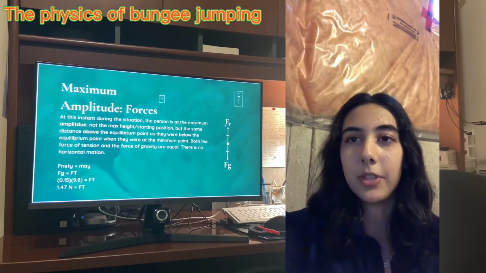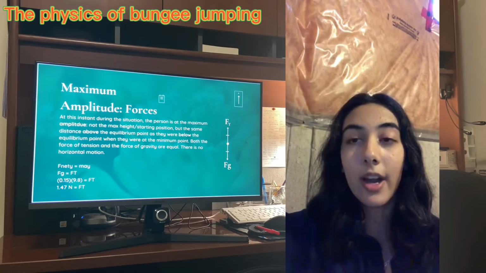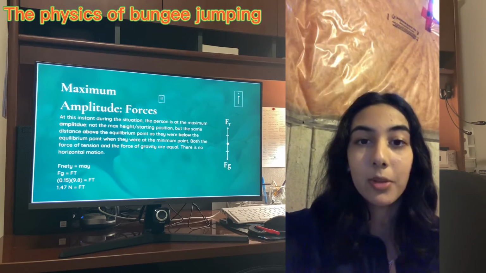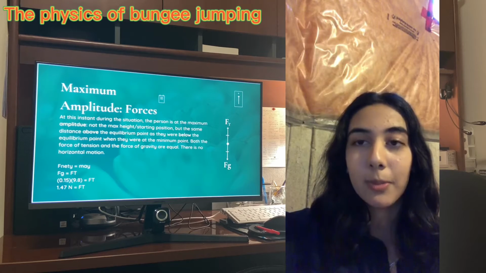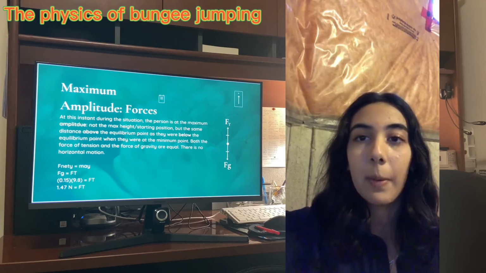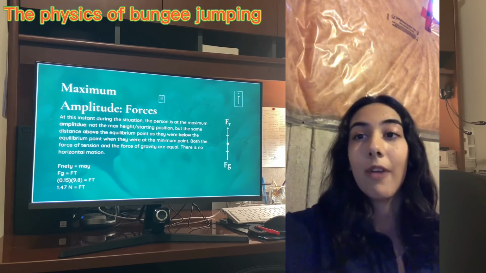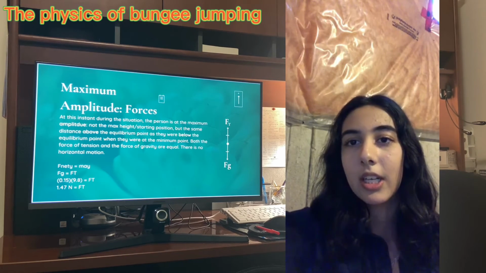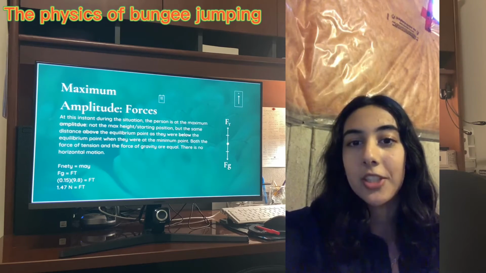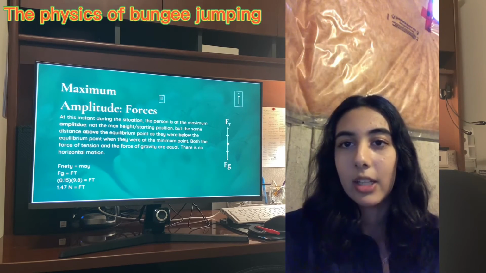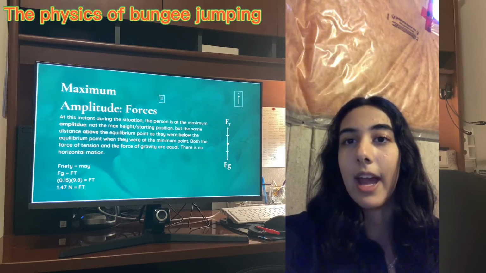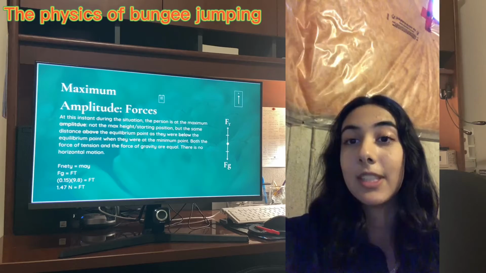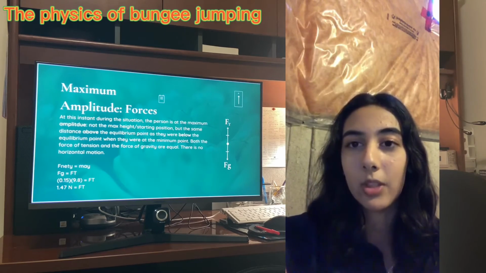At the maximum amplitude, the person is not at the maximum height or starting position, but the same distance above the equilibrium point as they were below the equilibrium point when they were at the minimum. Both the force of tension and the force of gravity are equal, and additionally there is no horizontal motion. So we can again use the equation F net y equals ma y. Rearranging, we can find that Fg is equal to Ft, and then we can calculate Ft in this situation, which will give us 1.47 newtons.